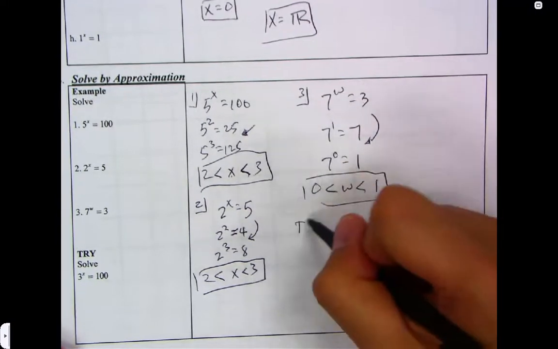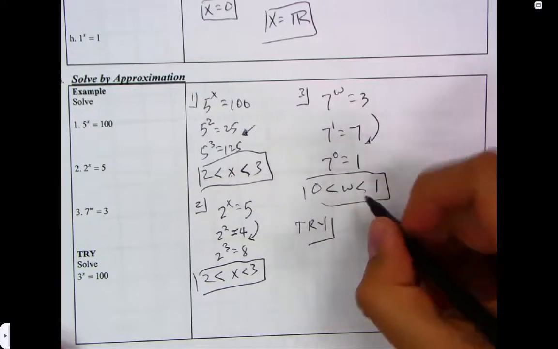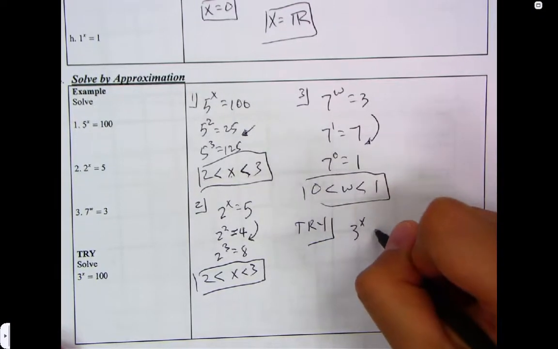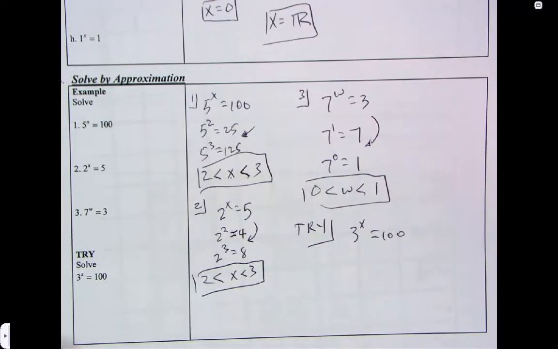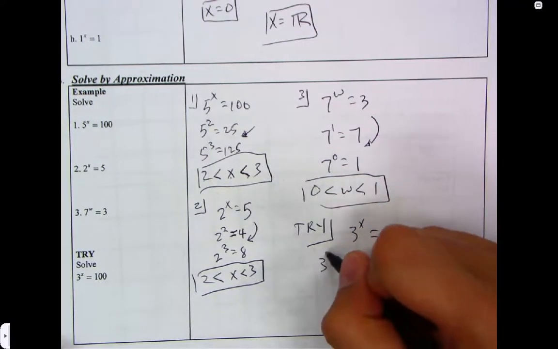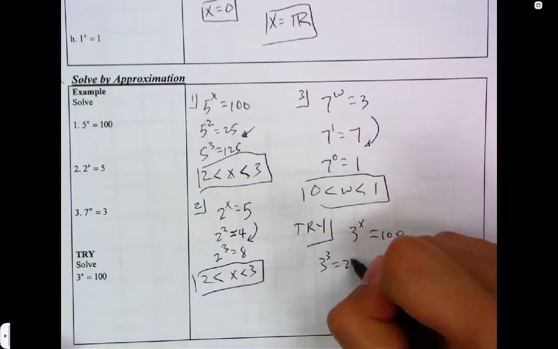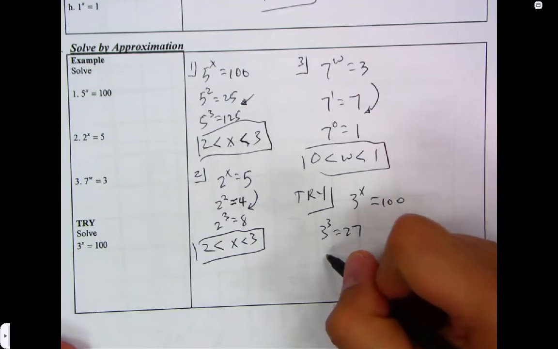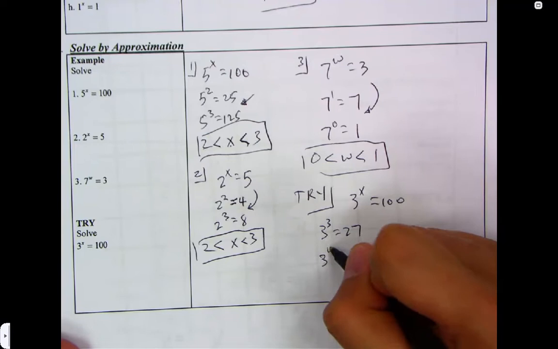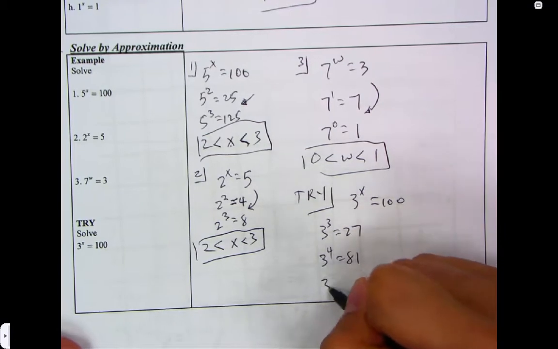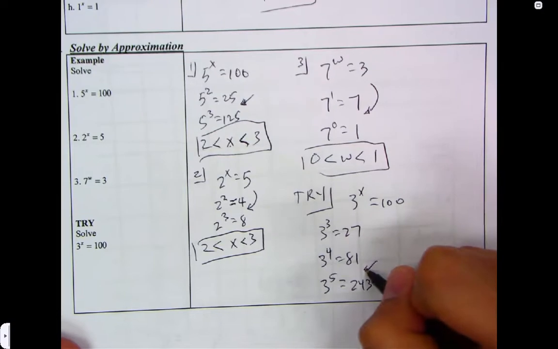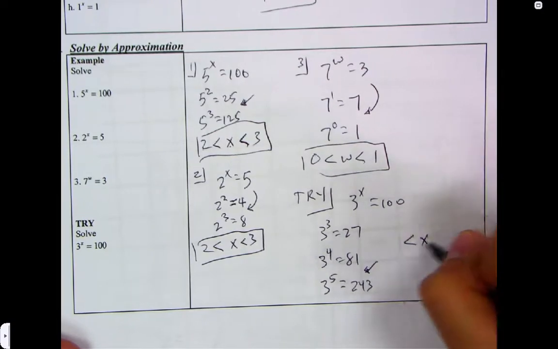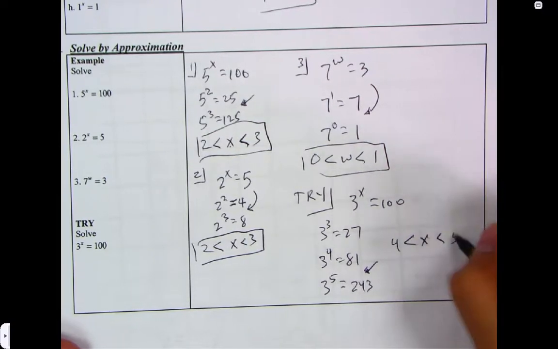And the last one right here, the try. 3 to the x. 3 to the what power will give you 100? Well, I'm thinking I start with 3 to the third. 3 to the third is 27. Then I move on to 3 to the fourth is 81. 3 to the fifth is 243. And 100 is between these two. That means x has to be between 4 and 5.